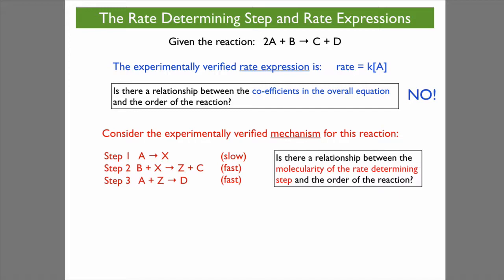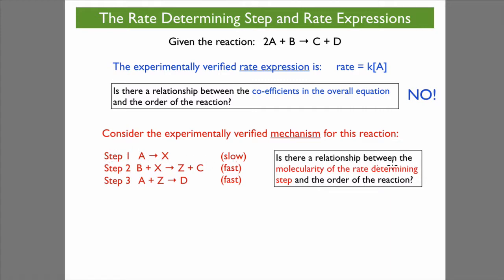No, there is not. Let's consider the experimentally verified mechanism for this reaction. You can see step 1 is A goes to X. Step 2 is B plus X gives Z plus C, and step 3 is A plus Z gives D. Only the slow part of the mechanism determines the rate. So only the slow step should be used when forming a rate expression. So you only need to look at the slow step in this case.